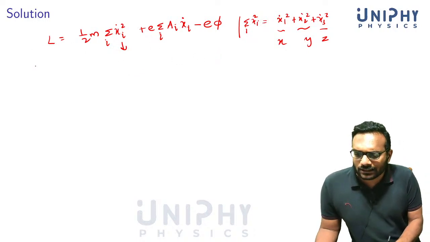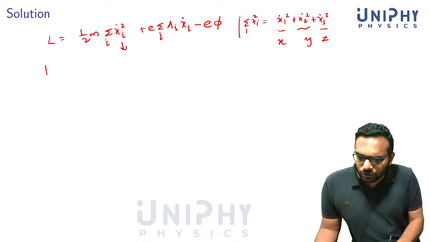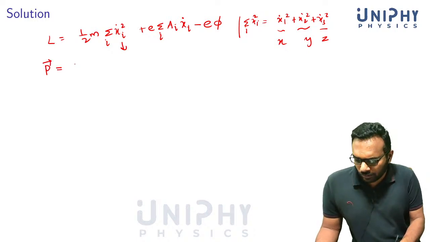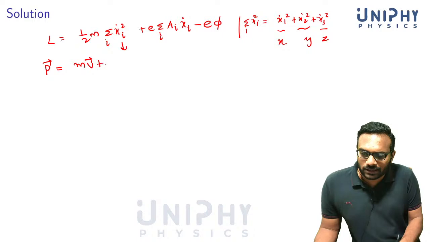Okay. Now we can just look at, so we already know that the canonically conjugate momentum is given by mv vector plus E A vector.